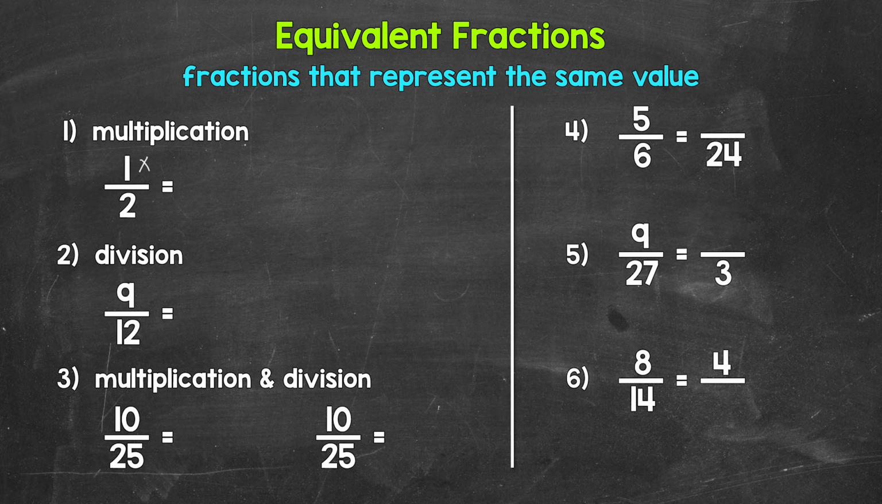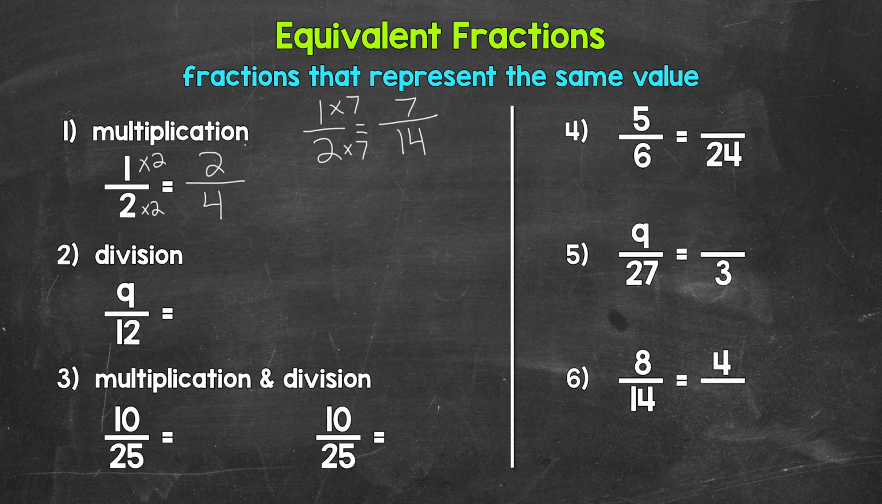For example, let's multiply the numerator and denominator by 2. 1 times 2 gives us 2, and 2 times 2 gives us 4. We get 2/4. 1/2 and 2/4 are equivalent fractions. Let's try multiplying by 7 to get an equivalent fraction. So we need to multiply the numerator by 7 and the denominator by 7. 1 times 7 gives us 7, and 2 times 7 gives us 14. So we get 7/14, and these are equivalent fractions.